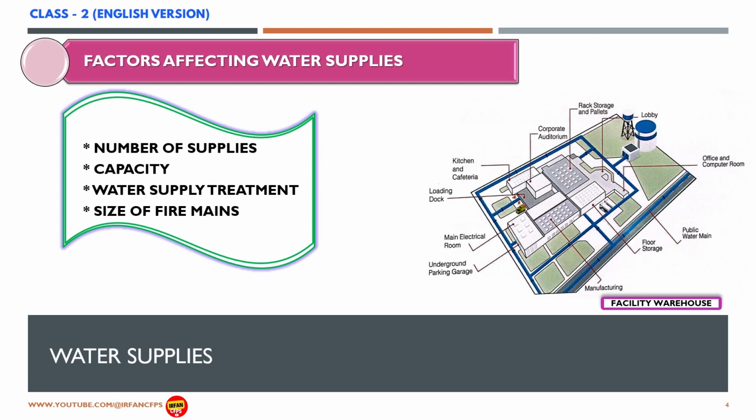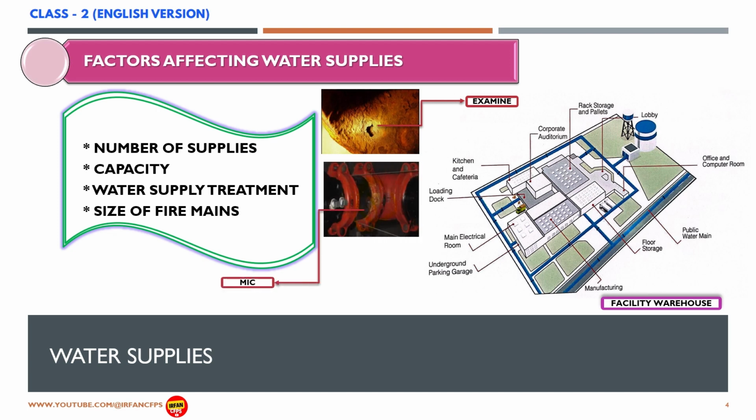Number 2, capacity. Capacity also affects the water supplies. Water supplies shall be capable of providing the required flow and pressure for the required duration. Examine what may impact the water supply after the system is installed. Number 3, water supply treatment. Microbiologically influenced corrosion (MIC) can affect the system piping in the form of internal obstructive growth. Pre-installation water supply analysis and post-installation evaluation and treatment may be necessary.